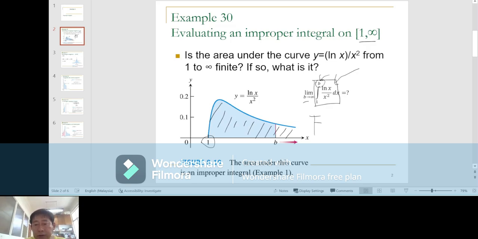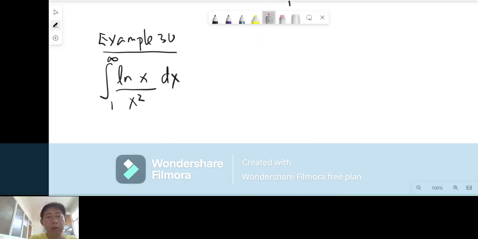In the second stage, we will then take the limit b to infinity for the expression of f(b), where f(b) is a function of b defined as the proper integration of ln x over x squared evaluated between the lower limit of 1 to b. Therefore, the first stage is just an integration procedure. The second stage is a limit taking procedure. So let's see how we are going to evaluate this improper integral in the following.